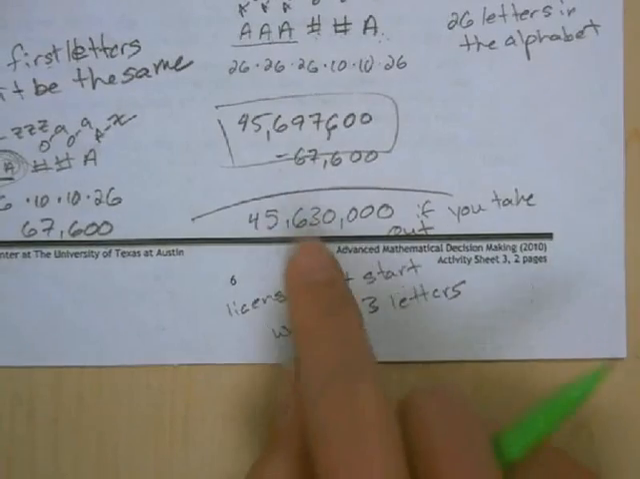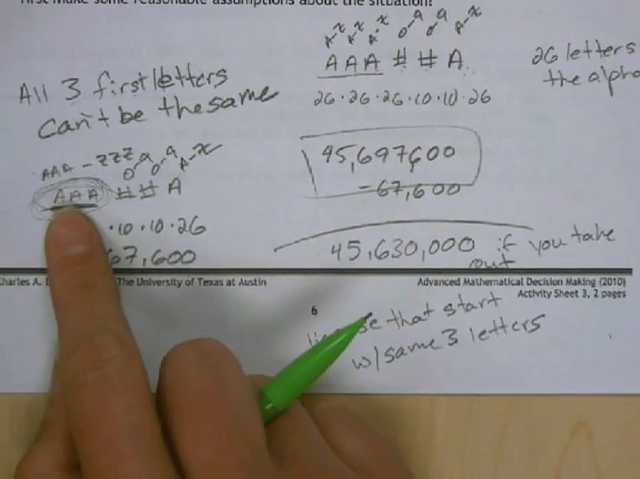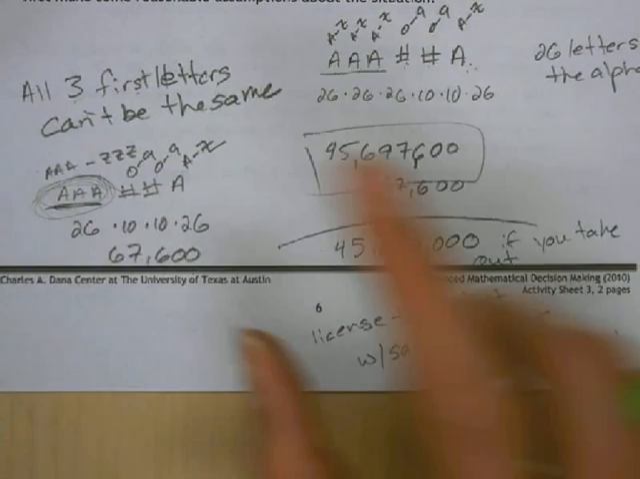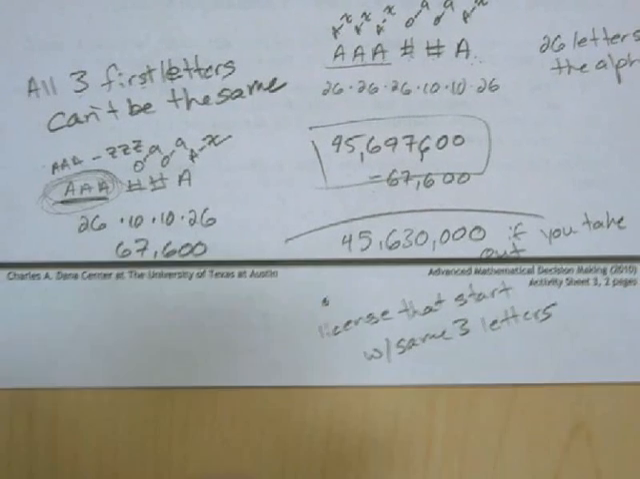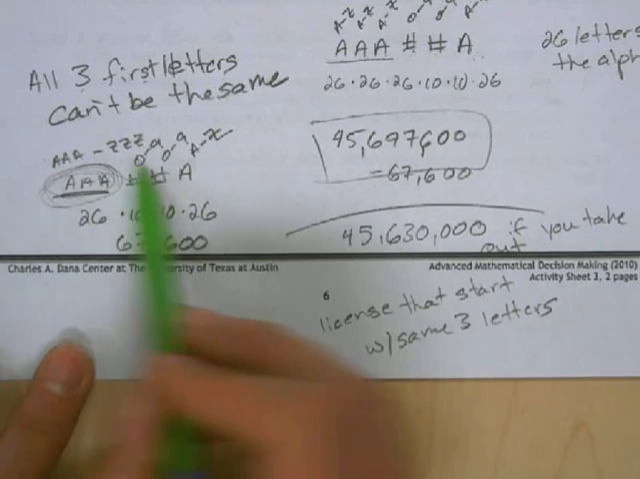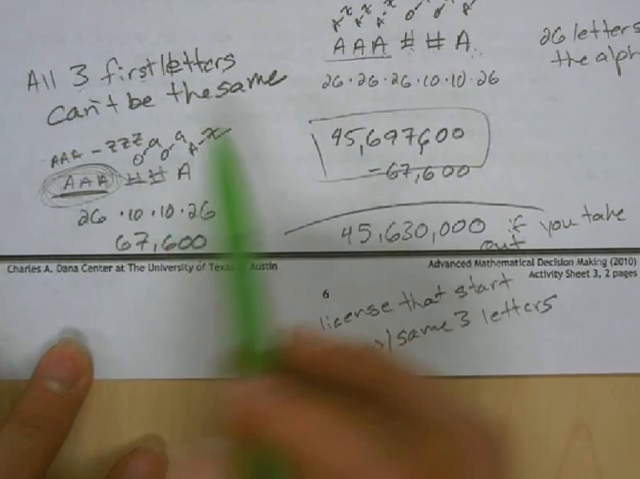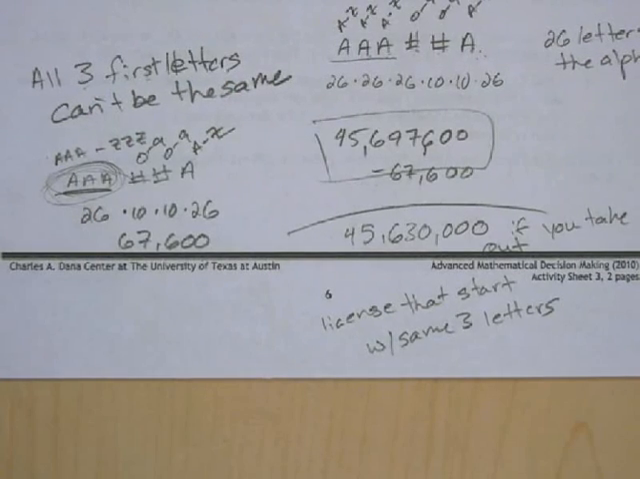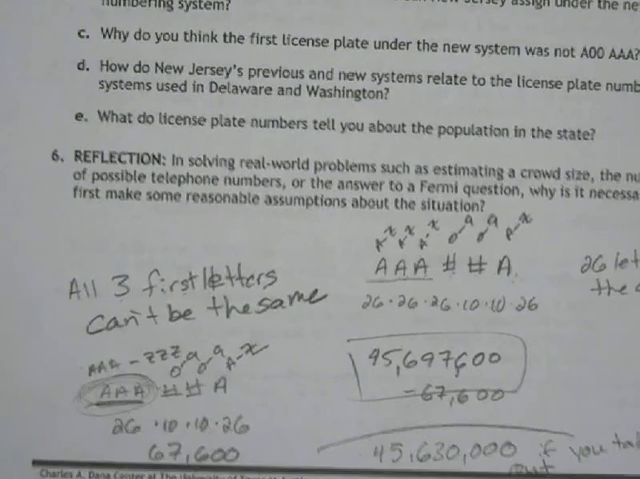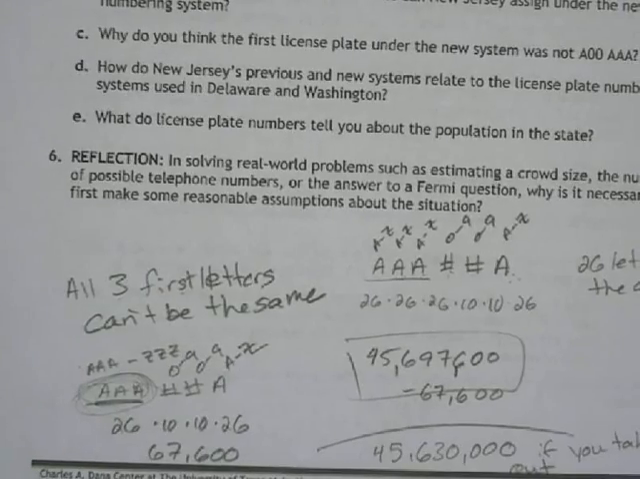So if I take out the 67,600 license plates that would start with A, B, C, D, E, F, all the way up to Z, then that would look like that. So you can group them together. When they say stuff like the first three letters can't be the same or the second two letters can't be the same, something like that, you can always group them together and figure out how many combinations of that will happen, and then take that out. Okay, so that's calculating how many numbers you can create.